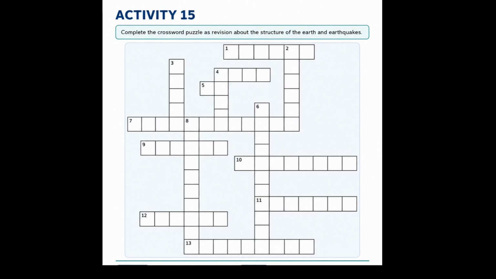Down 3. Crust. The crust is the outer layer of the Earth. It is the part we live on, and it is divided into tectonic plates. The answer is crust.